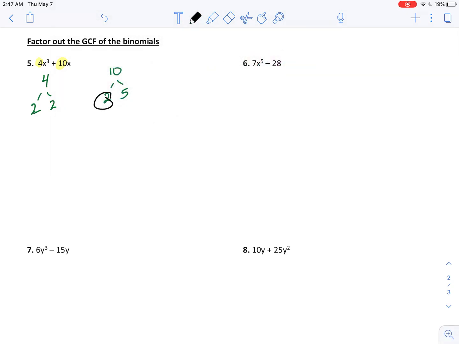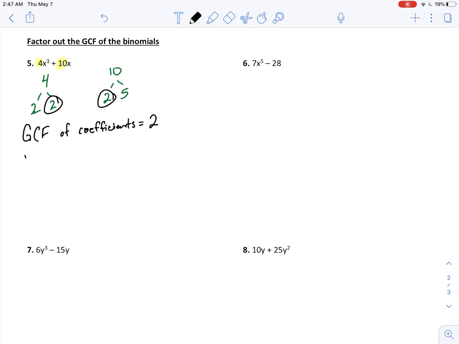I've got a 2 in common and nothing else. So my greatest common factor of coefficients is going to be just 2.